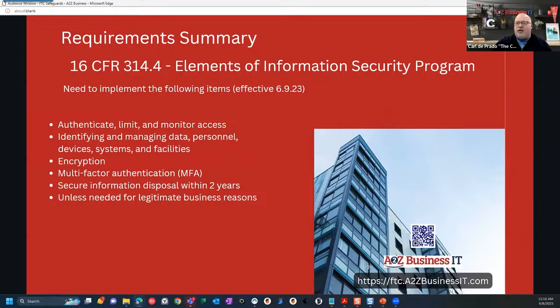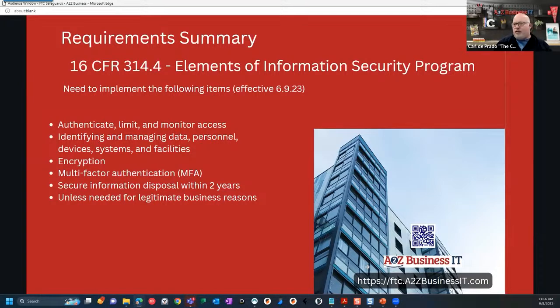The other part is you're going to want to securely dispose of any information within 2 years. Now, if you see right underneath that, unless you have a legitimate business reason. So if you're an attorney, I believe it's 7 years retention. I think it's the same for accountants, 7 years. Even in car dealerships, dead deals, where they hold the person's credit report and all that, they have to maintain that for 5 years.